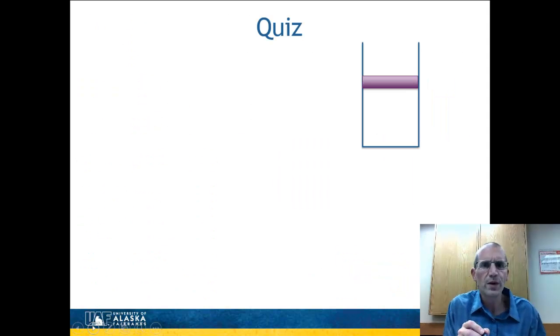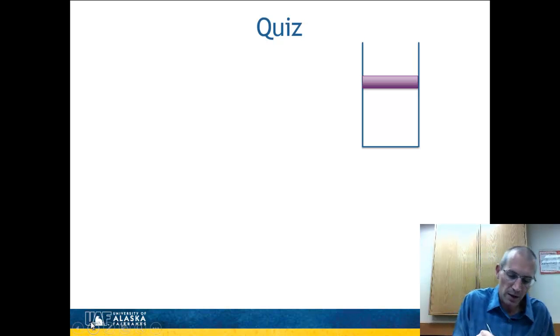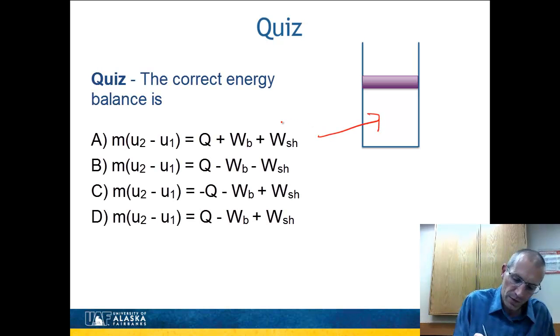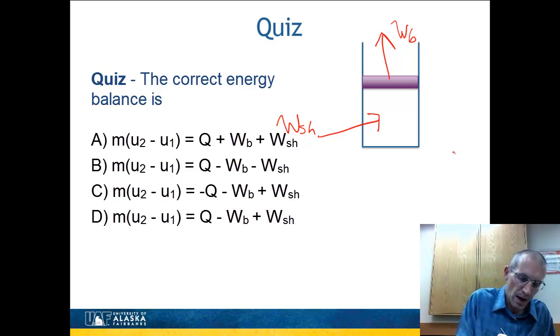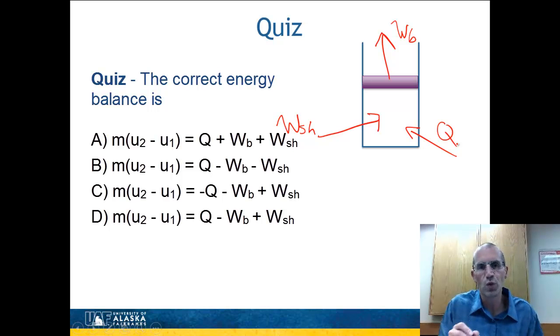Okay, for the quiz here, what I want you to do is identify the correct energy balance. Let's say I have some shaft work that's going in. This is expanding. I have some boundary work in this direction, and I have some heat going in. Identify which one of these is the proper first law energy balance for the system that I just described here.